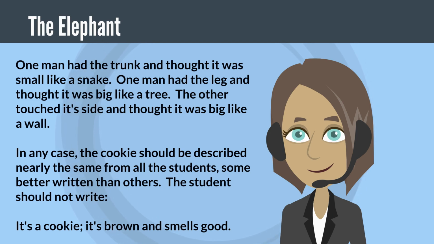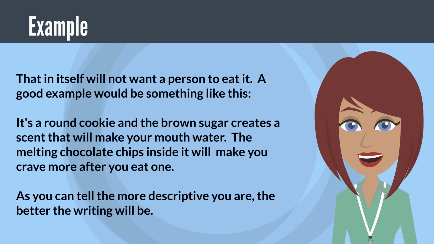The student should not write, "It's a cookie, it's brown and smells good." That in itself will not want a person to eat it. A good example would be something like this. "It's a round cookie and the brown sugar creates a scent that will make your mouth water. The melting chocolate chips inside it will make you crave more after you eat one." As you can tell, the more descriptive you are, the better the writing will be.